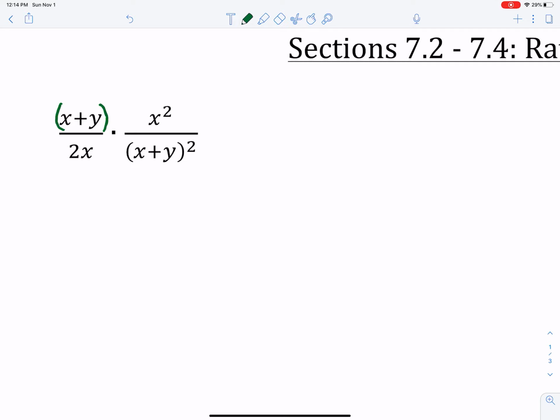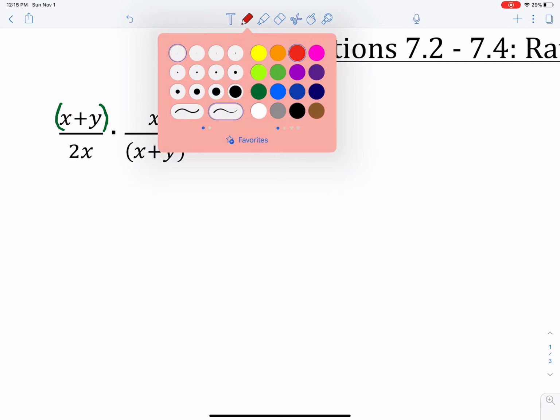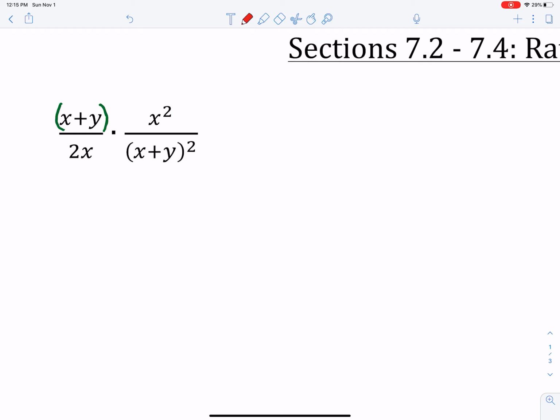Here, I notice that on the top of the first one, there's x plus y. On the bottom of the second one, there's (x + y) squared. I can divide both of those by x plus y. I cancel out an x plus y from the top, and when I cancel out one x plus y from the bottom, instead of (x + y) times (x + y), I'm just left with (x + y).